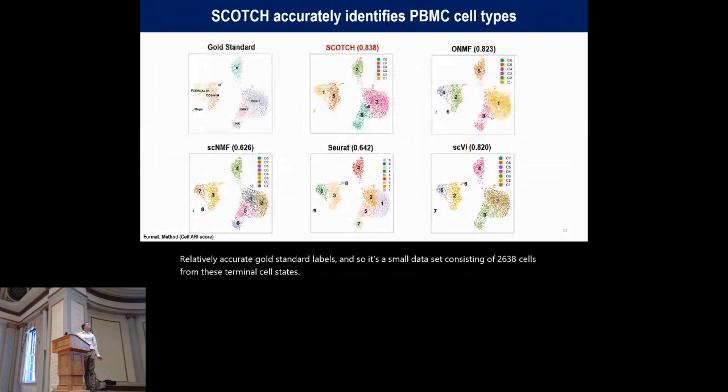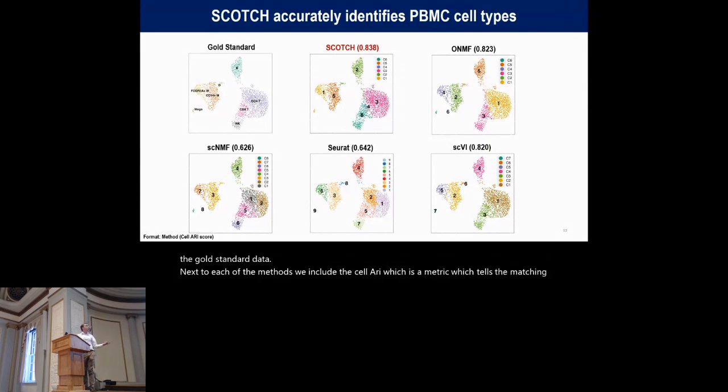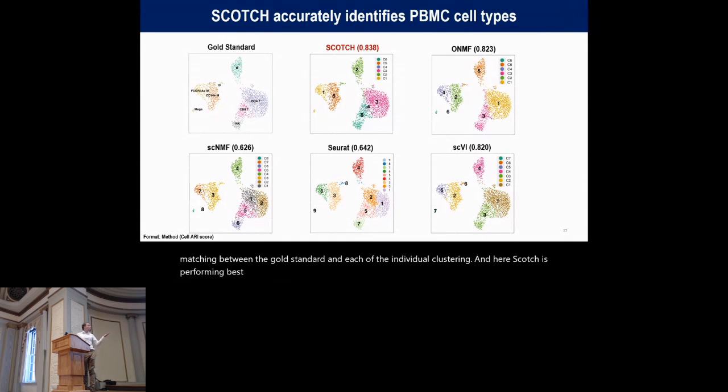If we look at the embedding of all of the different methods relative to the gold standard, we can see that really all of the methods do a fairly good job at recapitulating the structure of the gold standard data. Next to each of the methods, we include the cell ARI, which is a metric which tells the matching between the gold standard and each of the individual clusterings. Here, SCOTCH is performing best, but relative to the other methods, the structures are relatively similar. We would say that all of these methods are capable of clustering the PBMC cells accurately.